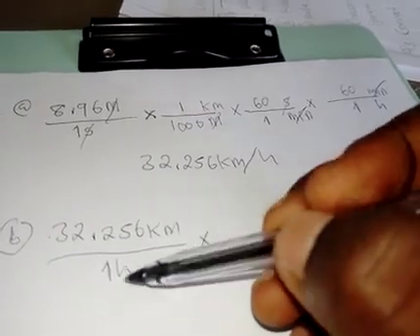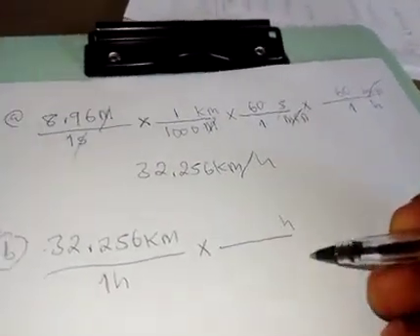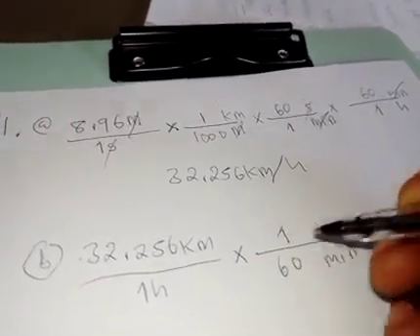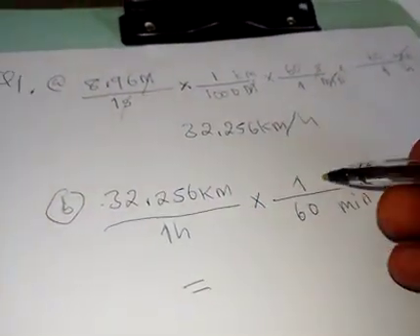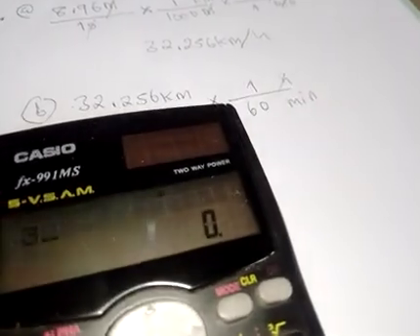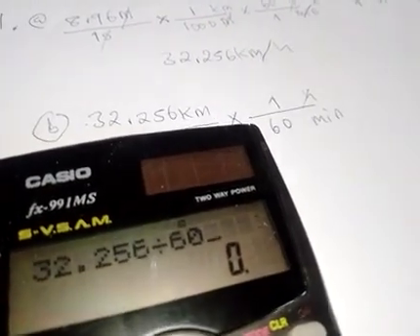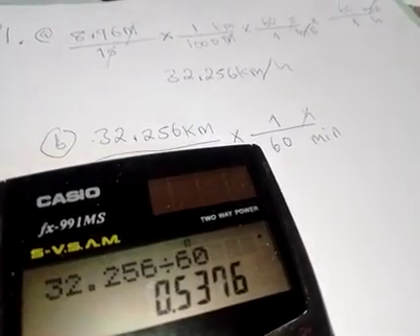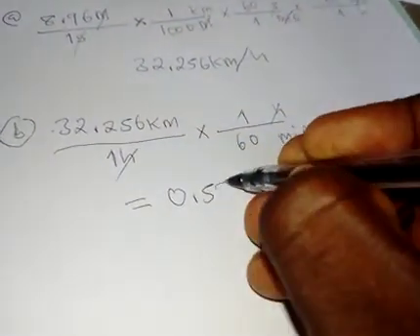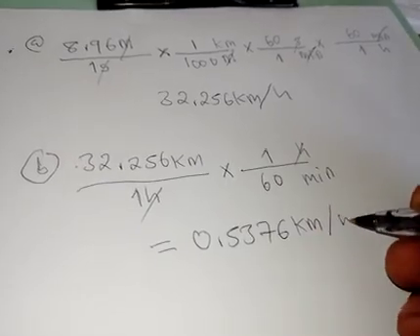We already have kilometers. The aim should just be changing hours into minutes. So on top, we should have hours, down there, minutes. So 1 hour gives us 60 minutes, and 1 hour disappears. So just divide what we have there: 32.256 divided by 60. And that's 0.5376. It's kilometer per minute.